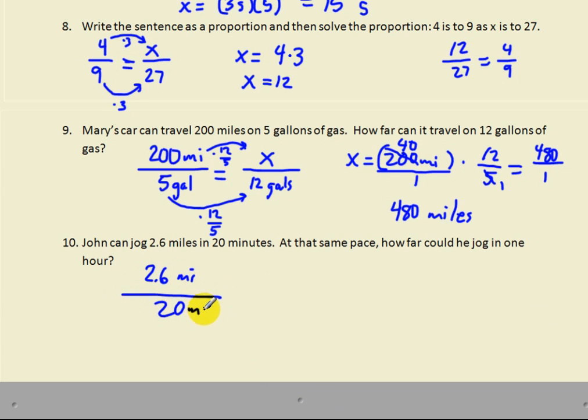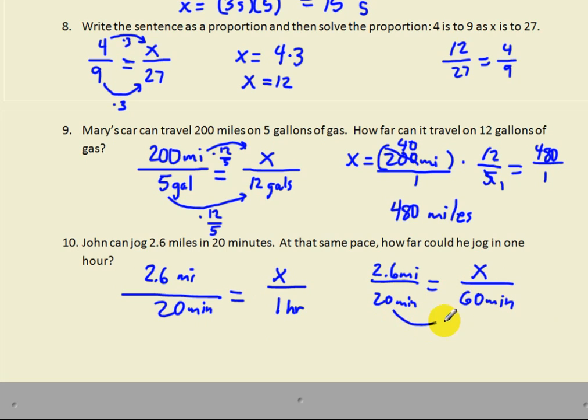Okay, John can jog 2.6 miles in 20 minutes. At that same pace, how far could he jog in 1 hour? So we need to match up our units. So we can look at 2.6 miles over 20 minutes is how far in 1 hour, which is equal to 60 minutes. So now we're looking at multiplying by 3.